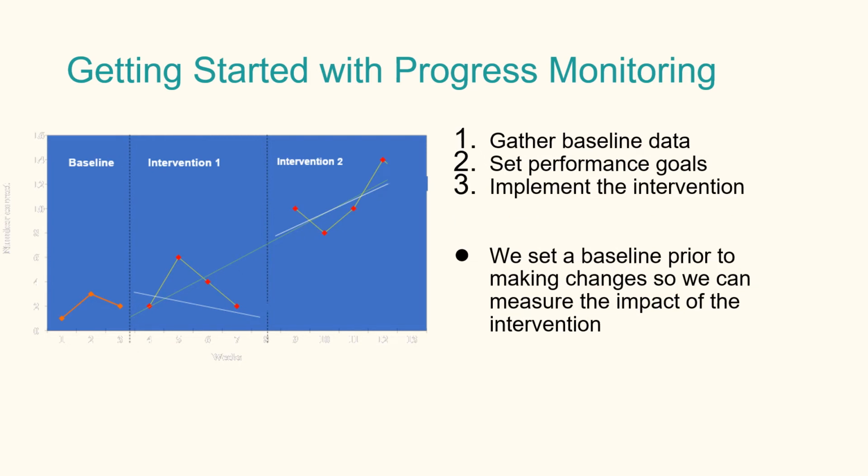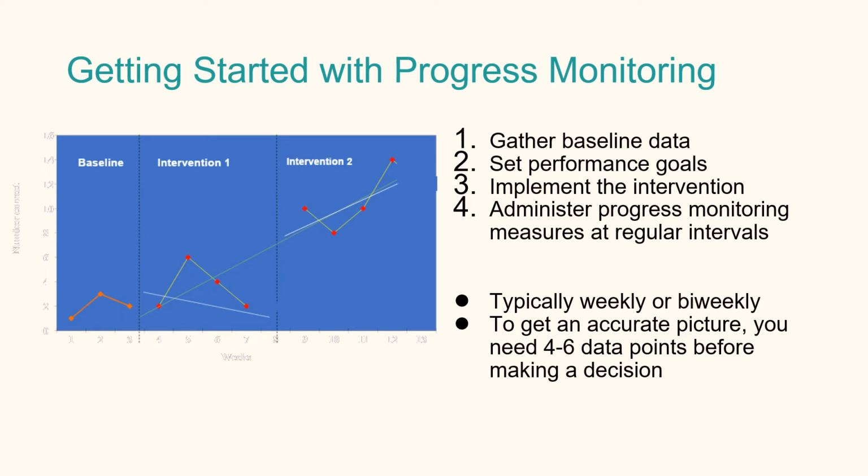After we've gathered the baseline data and set up our graph, which includes our performance goals, it's time to implement the intervention. Note that we set the baseline prior to making changes to the instruction so we can measure the impact of the intervention.